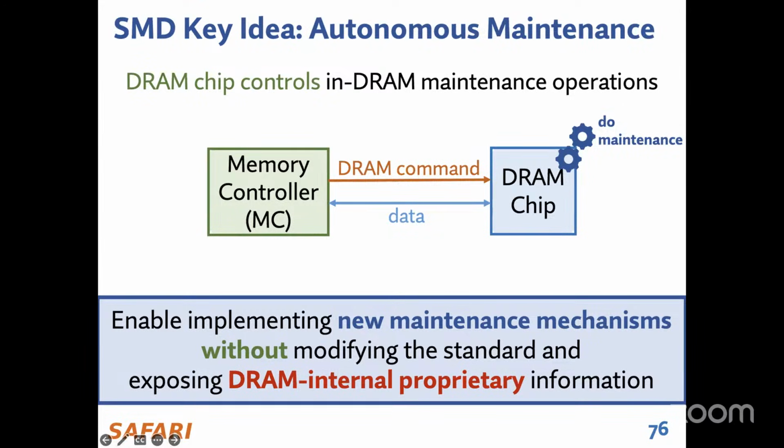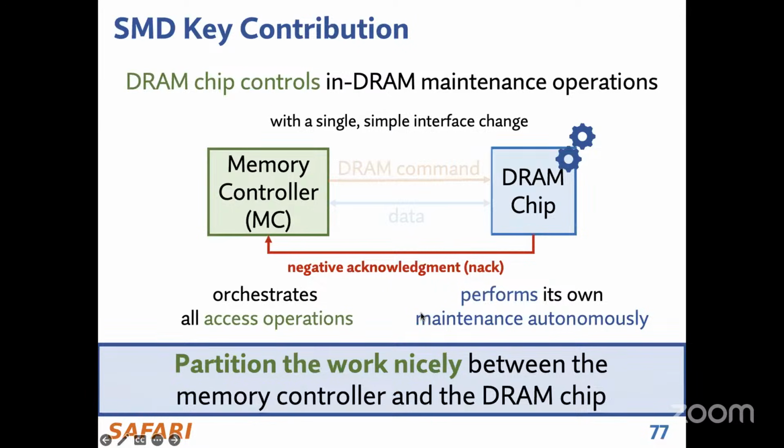And also, DRAM manufacturers know a lot about their DRAM chips. They can optimize refresh. They can optimize RowHammer protection. They can optimize scrubbing, etc. So this is basically the key idea. How do you enable the DRAM chip to control its own operations? You need to change the interface once. And the idea is to have an interface that gives a negative acknowledgement. For example, whenever the memory controller activates a row, the DRAM chip says, no, I cannot activate that row, because in that particular part of DRAM that you're trying to activate right now, I'm doing something important, meaning I'm doing RowHammer protection in that area, for example. It could be refresh. So that's the idea, basically.